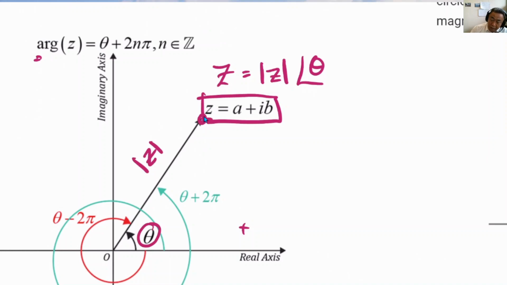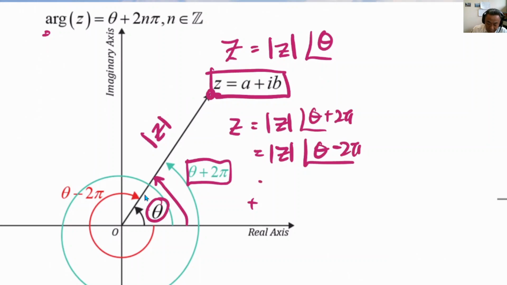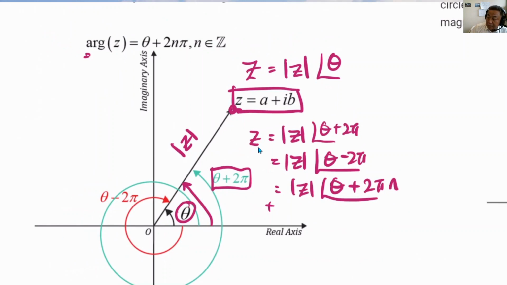Why is this not unique? Basically, if we add 2 pi to theta, we are still back at the same angle. Or if we go theta minus 2 pi, because 2 pi is a complete circle, we are still back at the same angle theta. So in fact, Z equals the magnitude of Z, angle theta plus 2 pi is the same point as theta minus 2 pi, and it's the same point as theta plus 2 pi n, where n is any integer. So this shows that the complex number using polar notation can have many different forms.